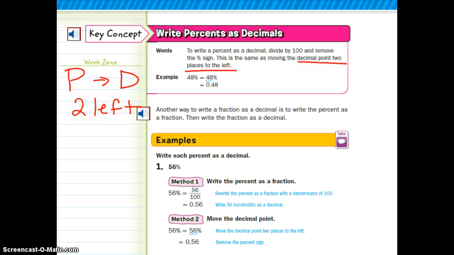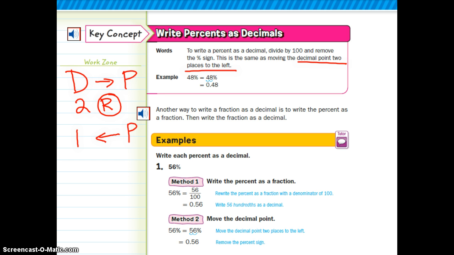Oh, I'm going to rechange this. I'm going to rewrite this because I know a better way to write this, okay? So stick with me, guys. Decimal to percent to the right. Notice the arrow. Percent to decimal to the left. And the arrow goes from percent to decimal to the left. That makes sense.